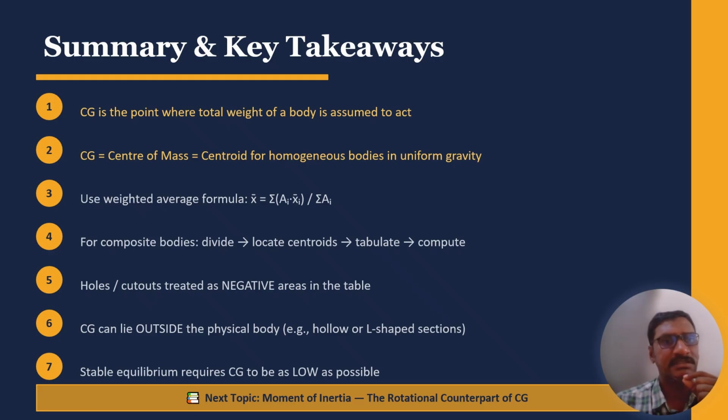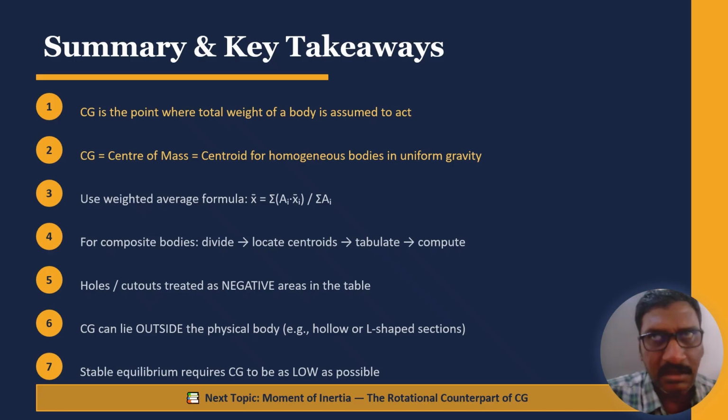And the third one is the weighted average formula. The formula for the center of gravity is a weighted average: x bar equals sigma ai x bar i divided by sigma ai. This comes directly from the principle of moments. Understand this derivation. Don't just memorize the formula. So the physical meaning is that the center of gravity is the area-weighted average position of all the parts of the body.